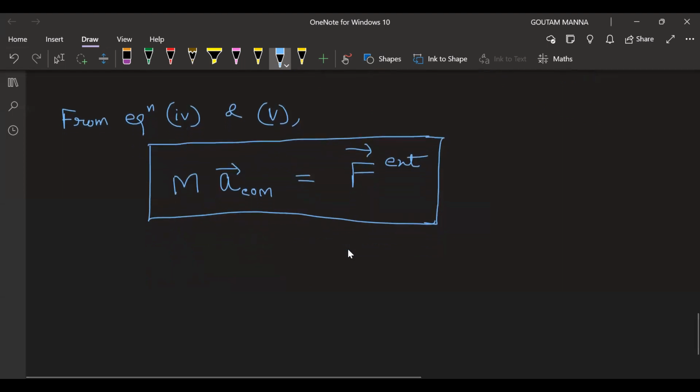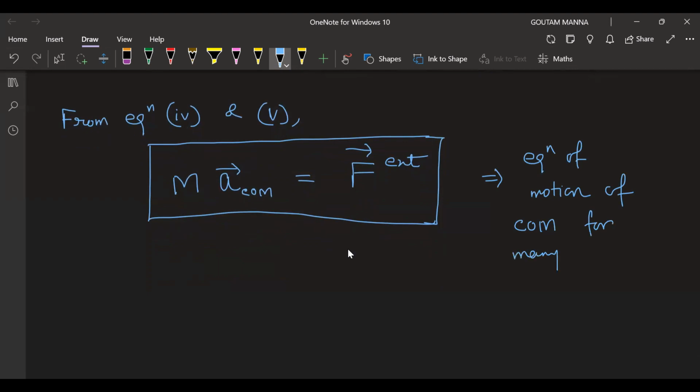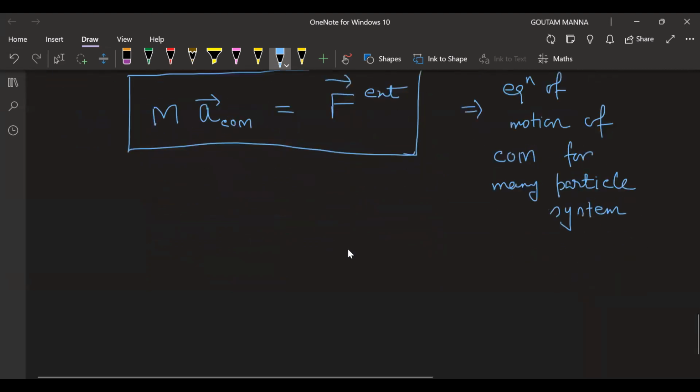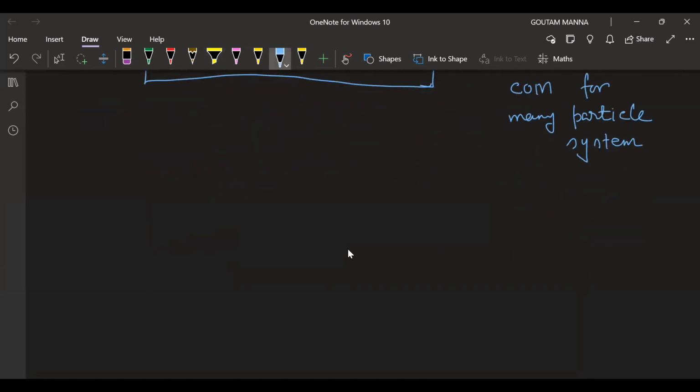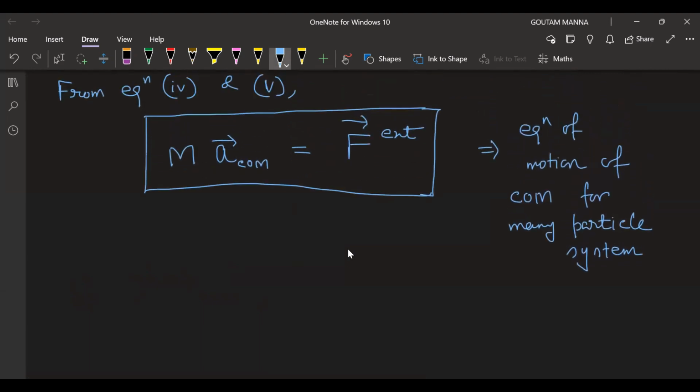Okay, so this is the equation of motion of the center of mass for a many particle system. Let's call it equation 6.